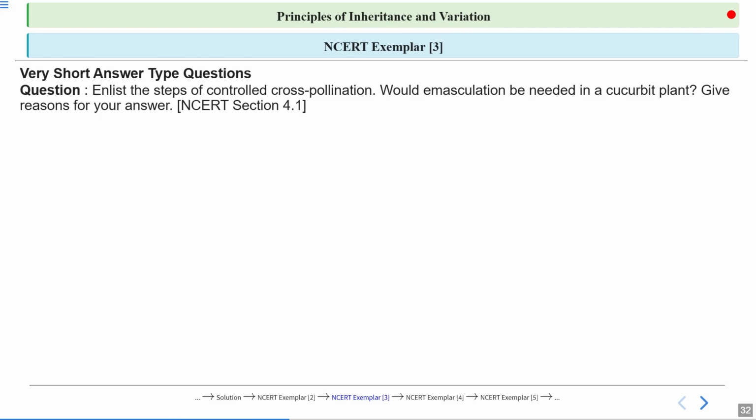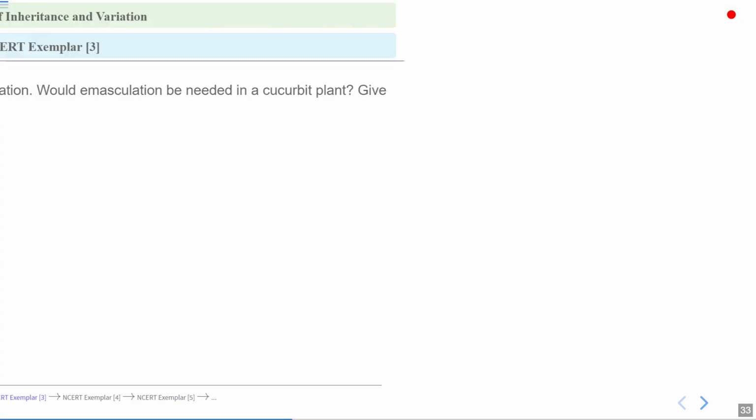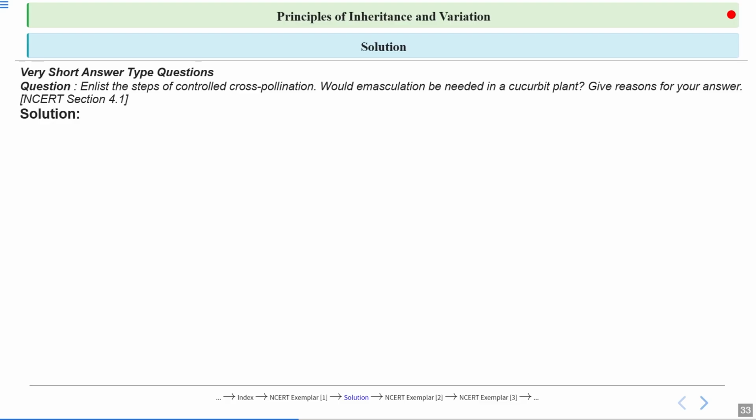Next question, you have to enlist the steps of controlled cross-pollination. Would emasculation be needed in a cucurbit plant? You have to give reasons for that. So Mendel conducted artificial cross-pollinations. So you have to list the steps, how the cross-pollination is being done. What is the role of emasculation? Also, they're asking in cucurbit plants.